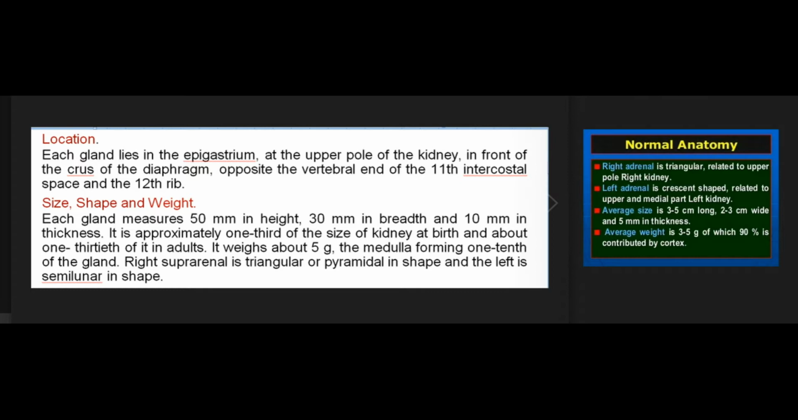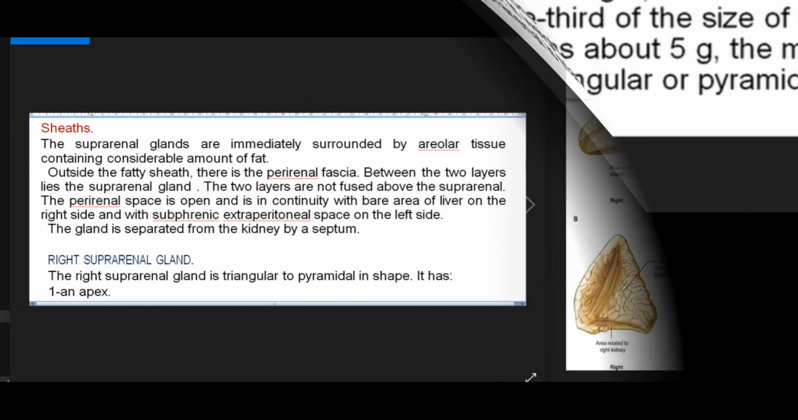Size, shape, and weight. Each gland measures 50 mm in height, 30 mm in breadth and 10 mm in thickness. It is approximately 1/3 of the size of kidney at birth and about 1/30th of it in adults. It weighs about 5 g, the medulla forming 1/10 of the gland. Right suprarenal is triangular or pyramidal in shape and the left is semilunar in shape.